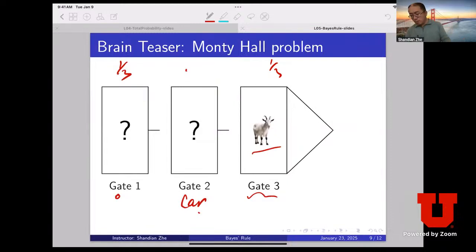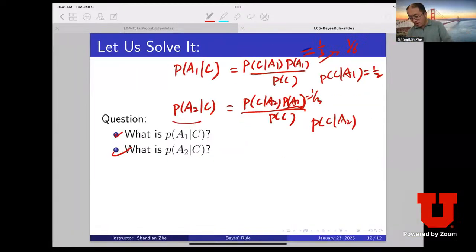So that means the probability of the host opening gate 3, given A2, will simply be 1. See this? This is a subtle thing, and this subtle thing decides the difference. So in this case, the conditional probability of C given A2 is actually 1. It's not half. The reason is because the host can only open that gate. Because if he opened gate 2, that would tell everybody the secret, right?